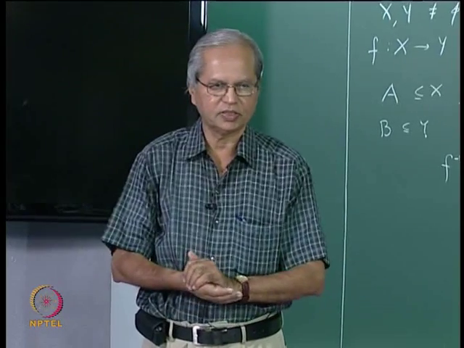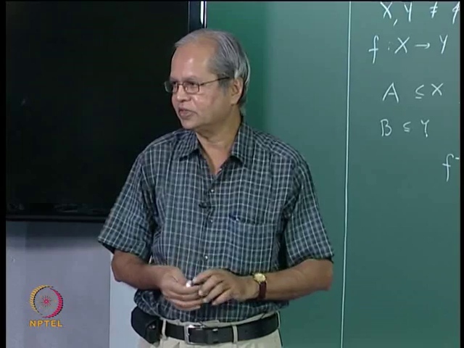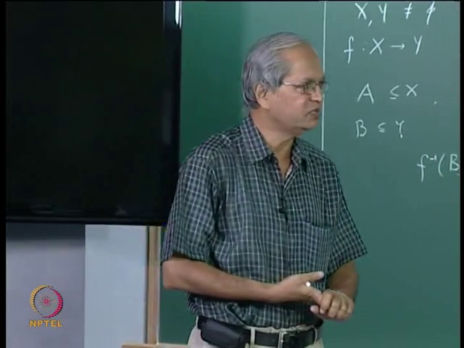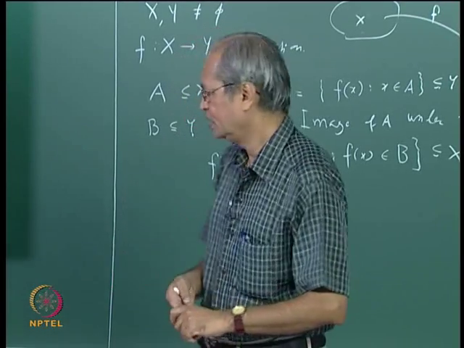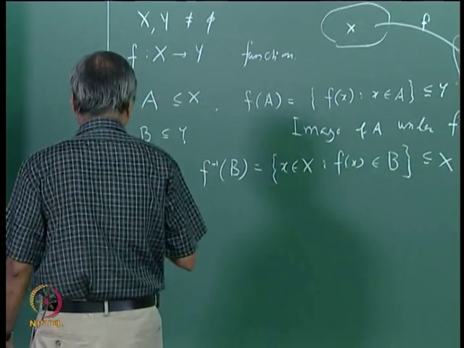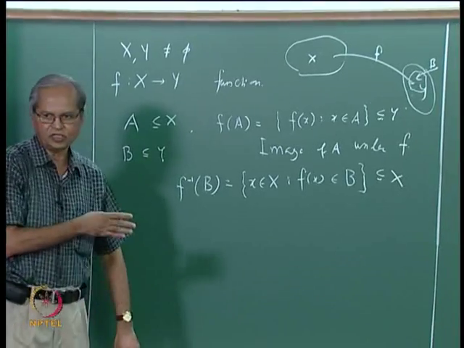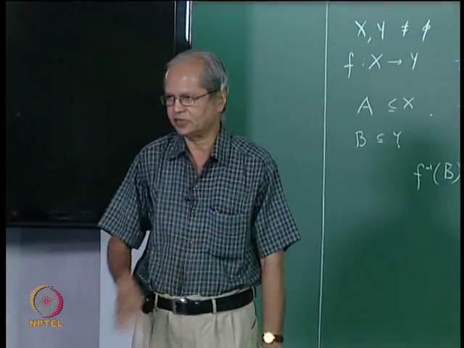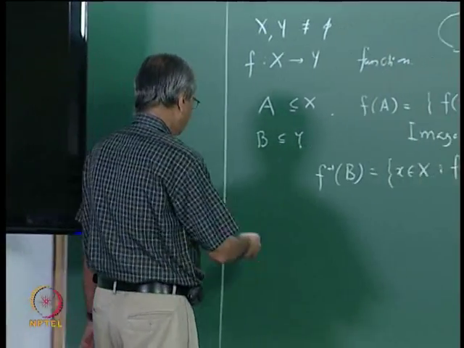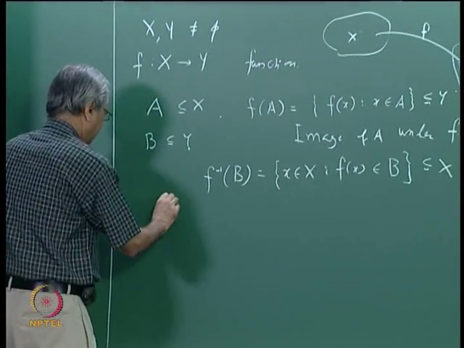Set operations like unions, intersections, etc., inverse images behave in a better way than these direct images. So since these are elementary set theoretic properties, I shall not go into the proofs of those, I shall leave those things to you as exercises. So what are the properties that I am talking about? These are the properties.